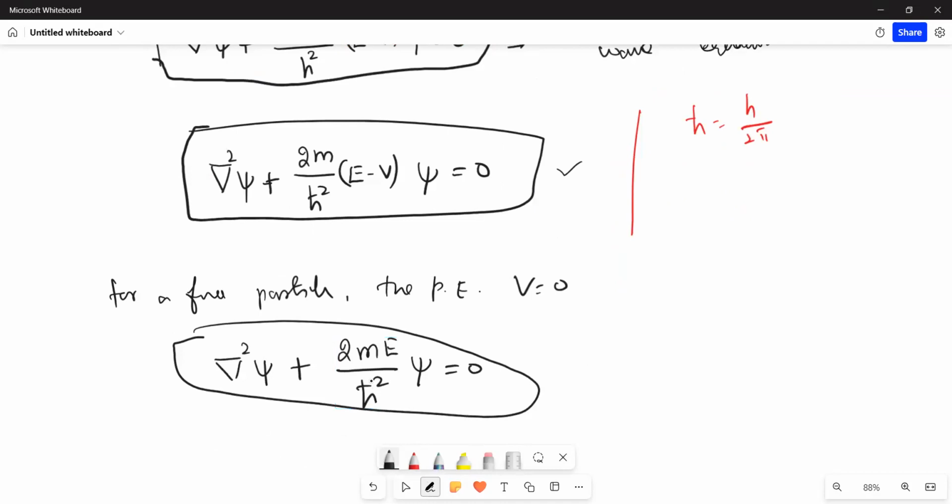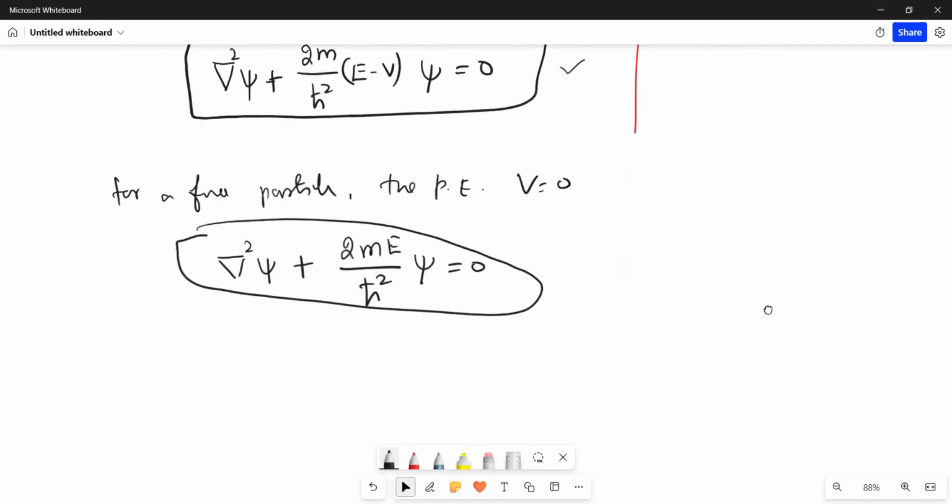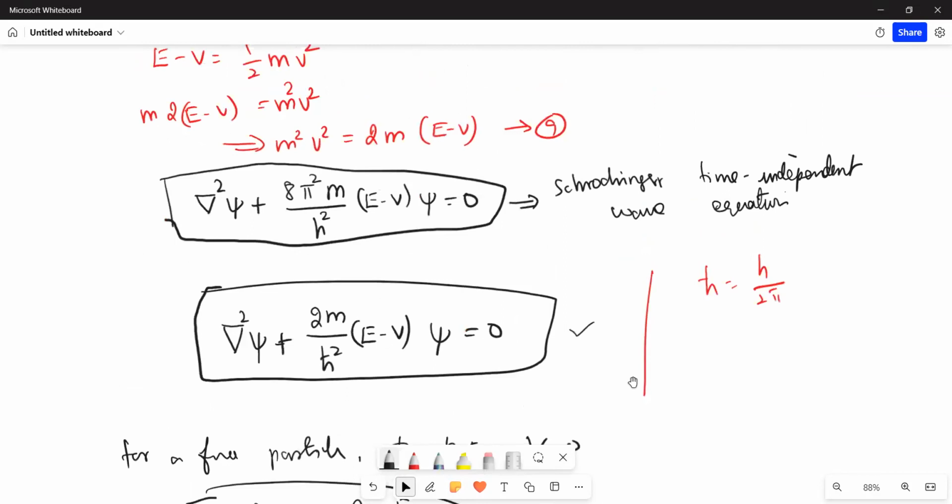Okay. Okay, students. So please go through this same derivation, how to derive it.